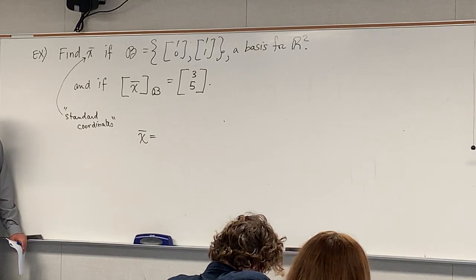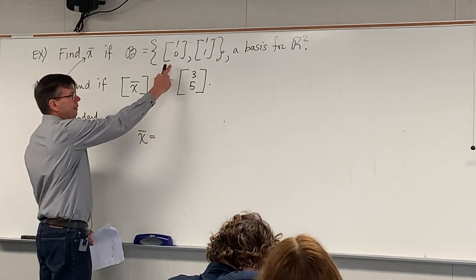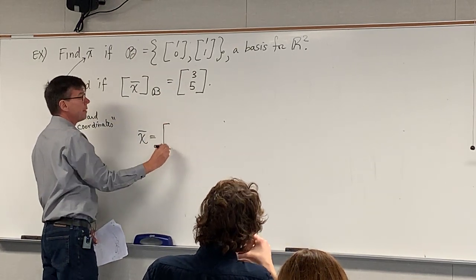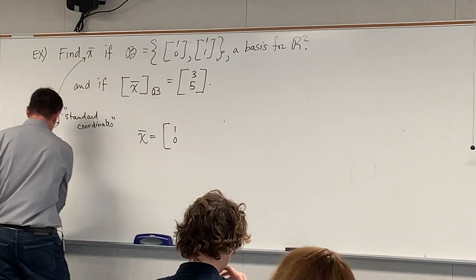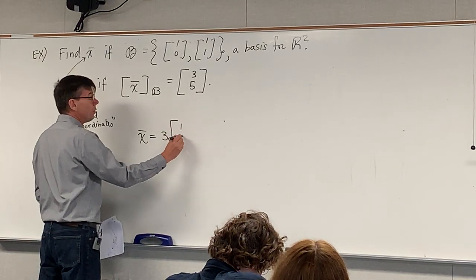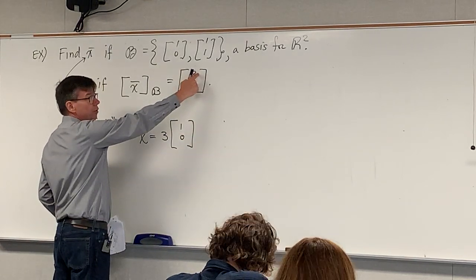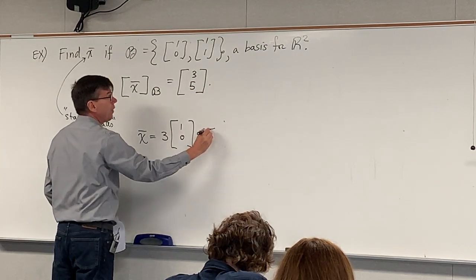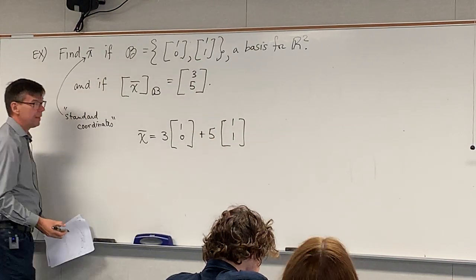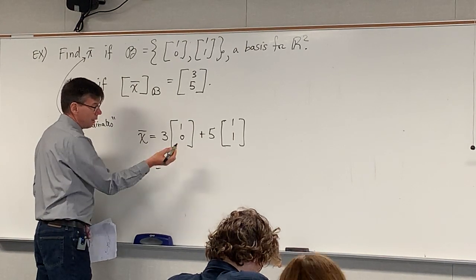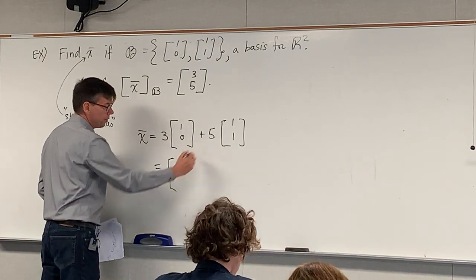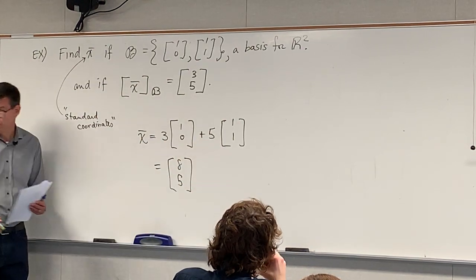x is going to be just a linear combination of these two using these weights. Let's go backwards through it. It's 3 times (1, 0), because that's the first coordinate in this basis, plus 5 times (1, 1), the second coordinate using that basis. And so we can just plug in and get 3 plus 5, 8, and 3 times 0 plus 5 is 5. That's that.